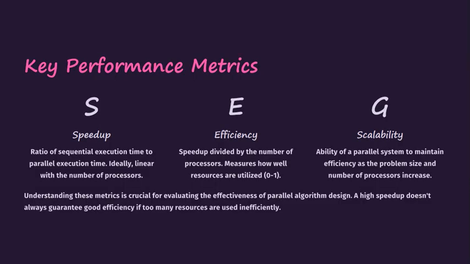So the main principles of parallel algorithms are, first, speedup. It is the ratio of the sequential execution time to the parallel execution time, ideally linear with the number of processors. And then efficiency and scalability, meaning how scalable the algorithm is to a large extent.